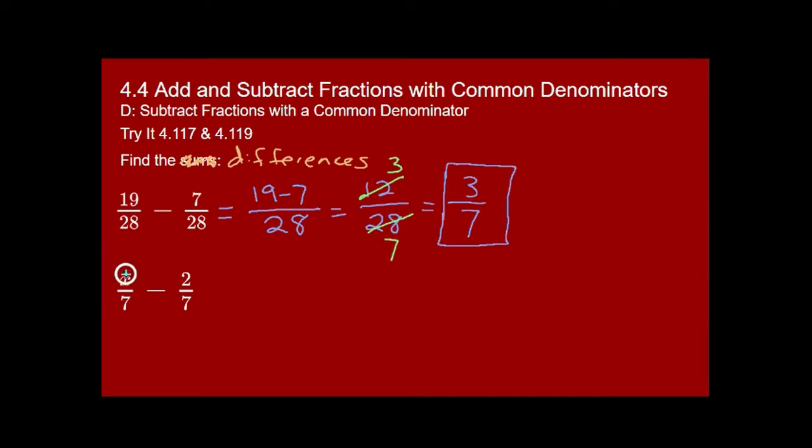Okay, now we have one with a variable in the numerator. So let's go ahead and do that. So we're going to subtract the numerators, x minus 2, common denominator, 7. Can this be simplified? No, it cannot. This is the solution, x minus 2 divided by 7.